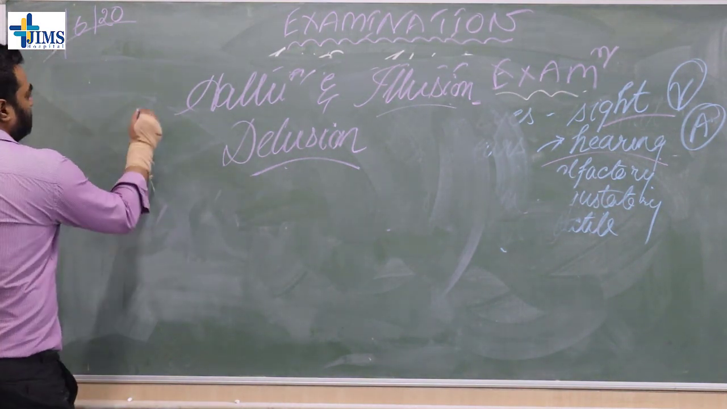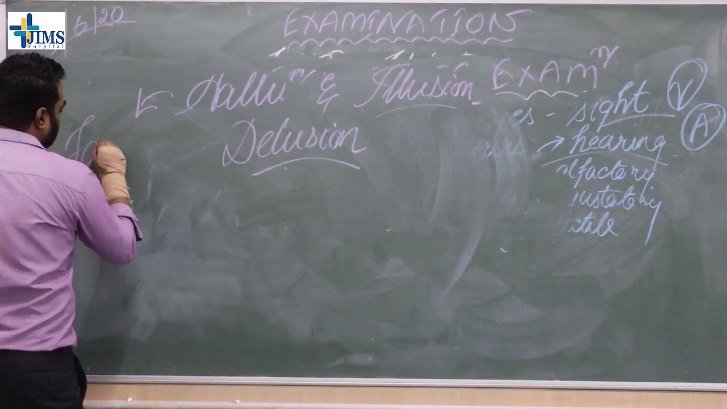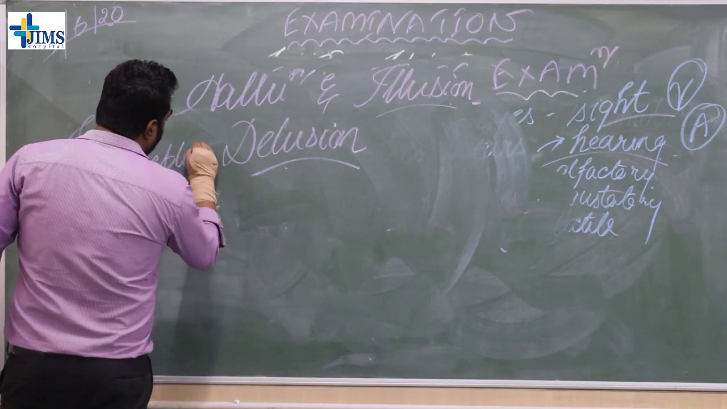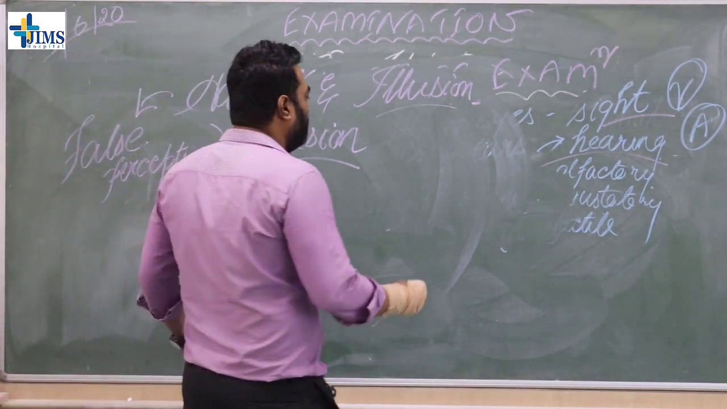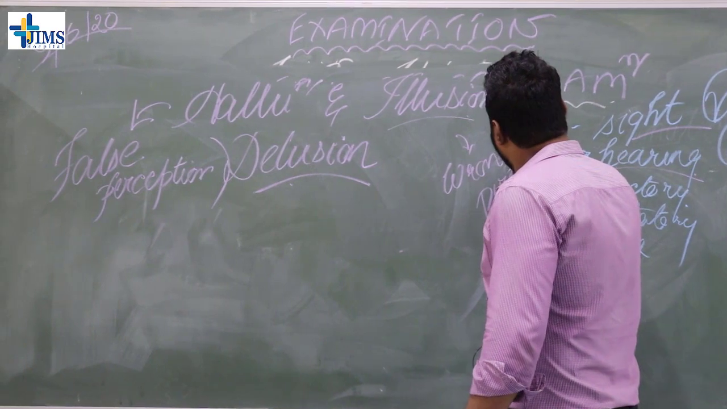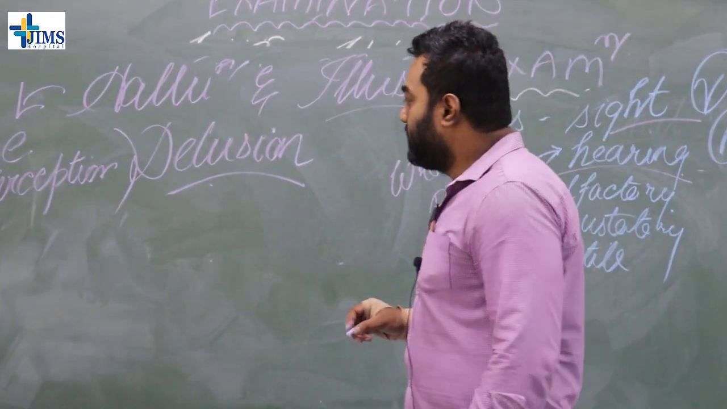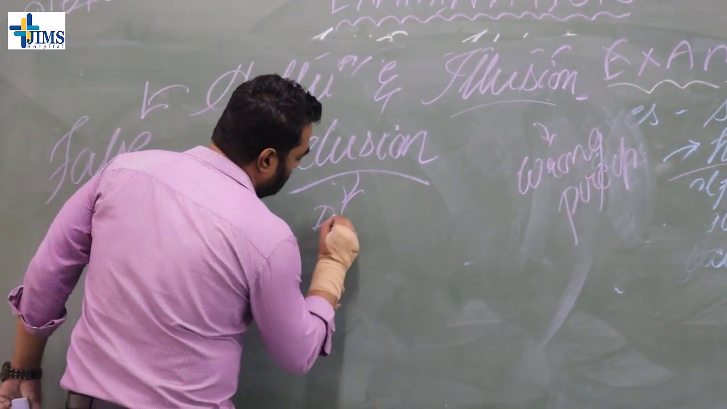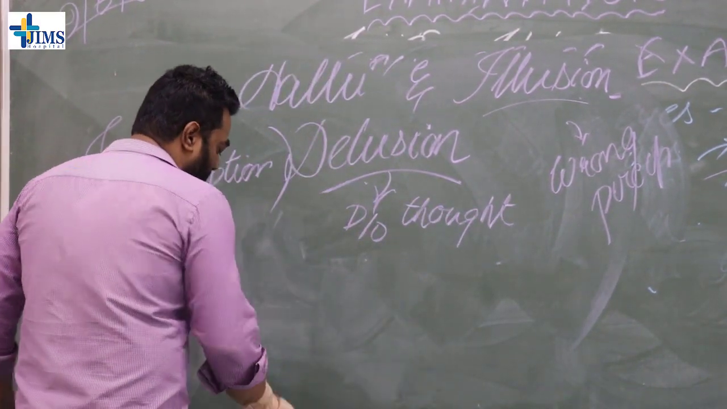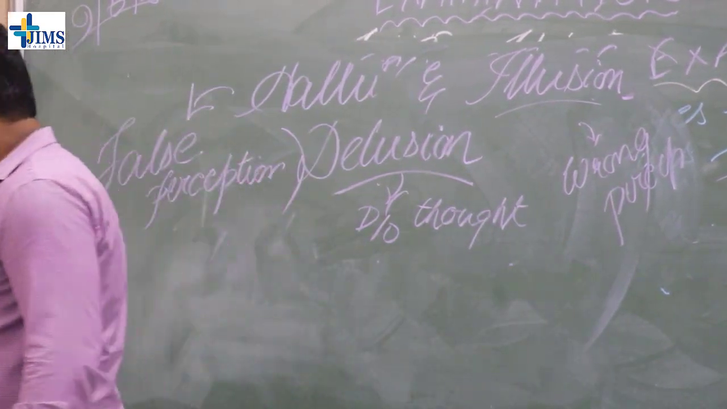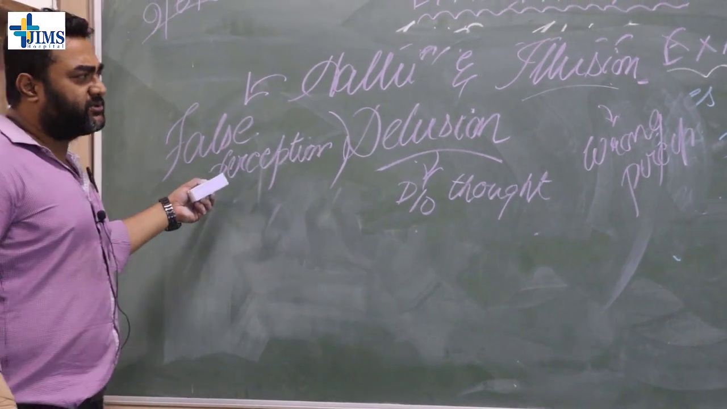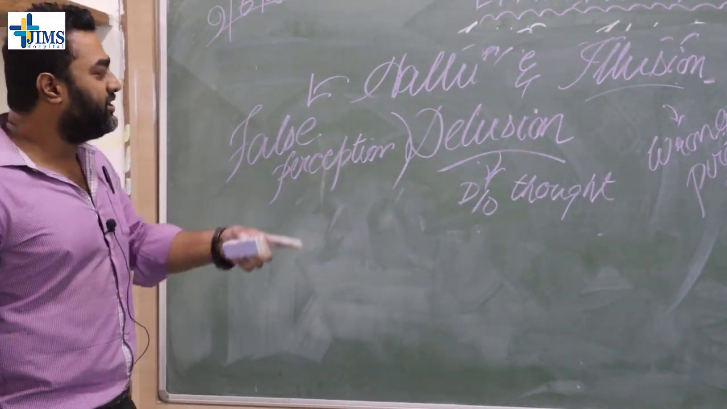What is hallucination? Hallucination is false perception. And what is illusion? You can write it as wrong perception. Delusion, whereas, is a disorder of thought. I am not going into hallucination and delusion in detail in mental state examination because there will be a separate class for both of these. Because these two are very important things in a psychiatric examination. So hallucination is a false perception, illusion is a wrong perception, but delusion is a disorder of thought.